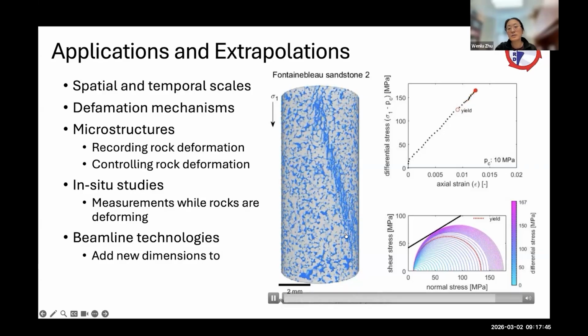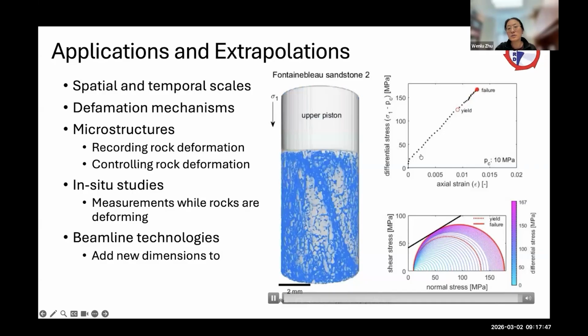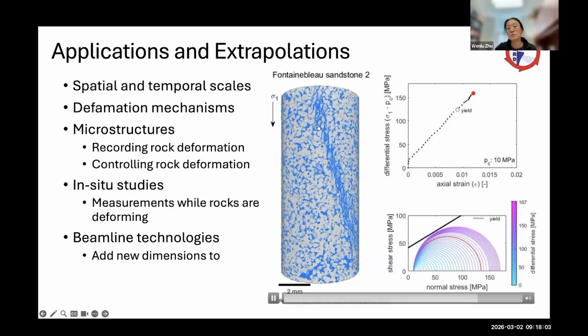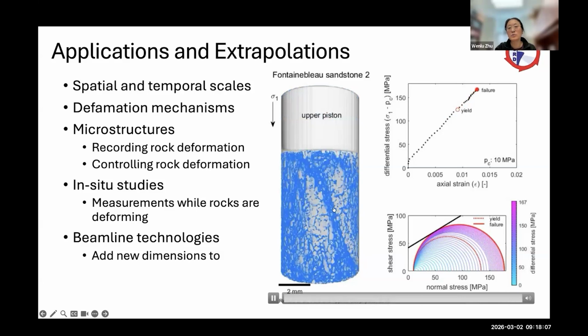When this rock is subjected to stress, you can see the stress increases. As the rock deforms, fracture initiates. It's the correlation of these fractures that eventually leads to the breaking of the whole rock, and then the sample loses loading capacity. So the beamline technology here really adds a new dimension to the traditional rock deformation.